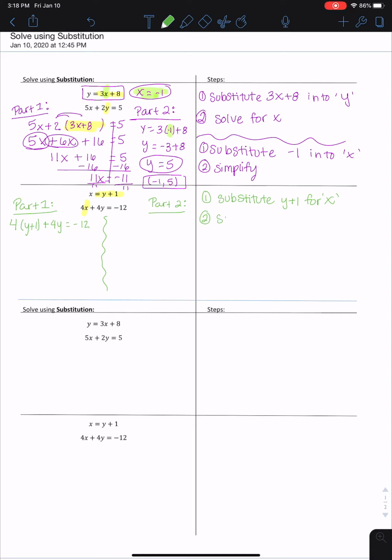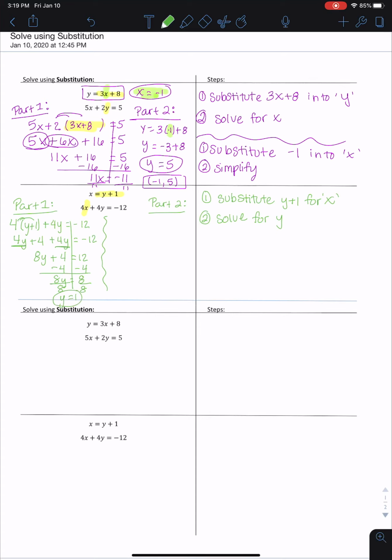Now, solve. And this time I'm going to solve for y because that's the variable I have. So 4 times y is 4y. 4 times 1 is 4. Bring down the plus 4y equals negative 12. Combine your like terms. So 8y plus 4 equals 12. Minus 4. 8y equals 8. Divide by 8. Y equals 1.